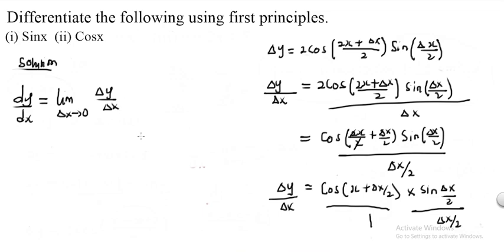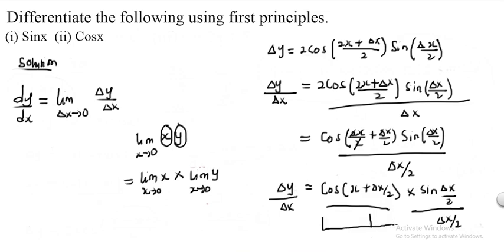Now, since we're talking about limits, there's an important fact that I want you to know about limits. If you're taking the limit as x approaches 0 of the product of two values, say x and y, this can be rewritten as the limit as x approaches 0 of x times the limit as x approaches 0 of y. You can take the limits of the two values individually and then multiply the final answers. Okay, so that's what we're going to do here. This will be the first one we'll take the limit of, and this will be the second one we'll take the limit of.